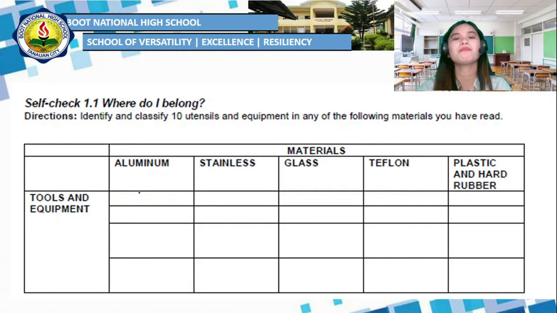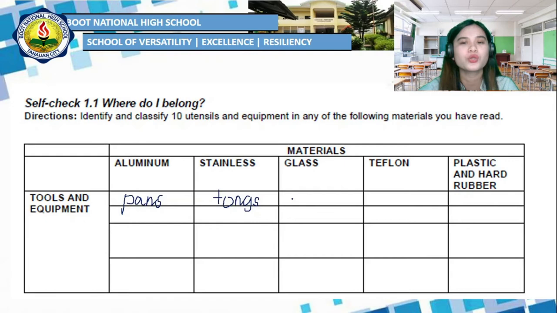aluminum pans. Okay, so I will put here pans. Okay, next, stainless. Ano kaya ang tools and equipment na stainless? I can have your tongs. Diba? Merong mga tongs na stainless. Now, how about glass? Ano kaya po ang tools and equipment na glass? Okay, so you can have their measuring cup. Diba? Diba ang measuring cup ay isang example ng a glass. Okay. Next, Teflon. Of course, Teflon meron ding pans na Teflon.